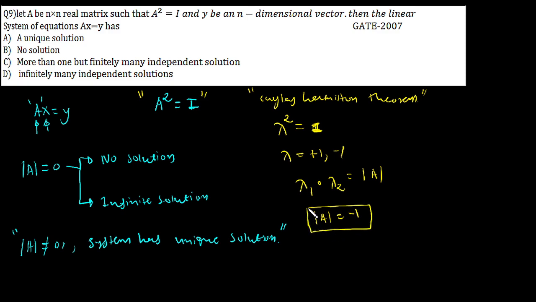So I have found the determinant with the help of the Cayley-Hamilton theorem and the condition given in this question. Since the determinant is non-zero, the system must have a unique solution. So option A says unique solution. Yes, option A is the correct statement about this equation Ax equal to Y. With the help of several properties and the Cayley-Hamilton theorem, I can reach the conclusion about this system.